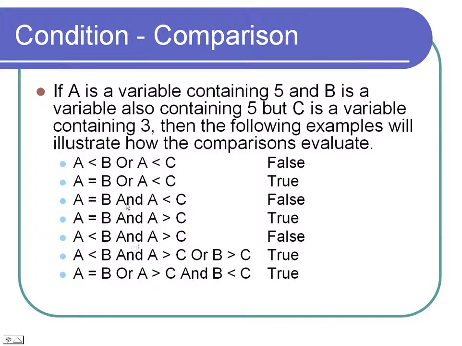ANDs have what you call short circuit. It also short circuits on the OR. As soon as it sees that the first one's true, it won't need to evaluate any further because it'll know it. The ANDs are the most important, though, in doing that short circuit evaluation.